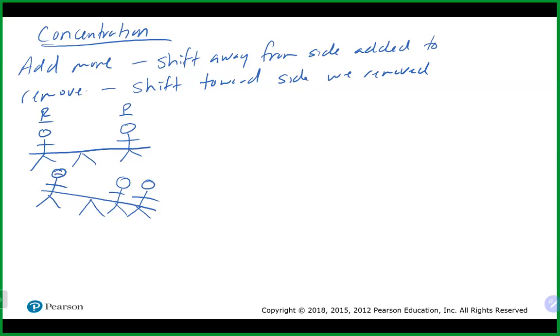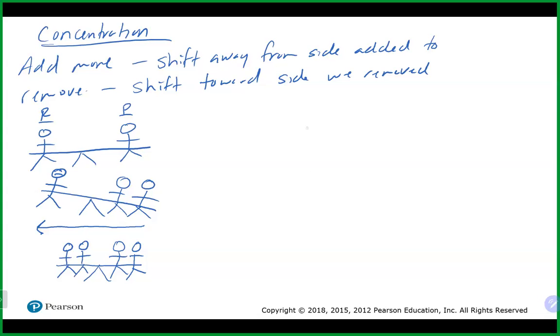Yes. So in this particular case, to fix this, do I need to put more people on the left or more people on the right? I do need to put more people on the left. So it's going to shift away from where I added. And we need to put more people there on the left-hand side. And what's going to happen is it's going to once again come back to equilibrium. And everybody will be happy in this particular case.